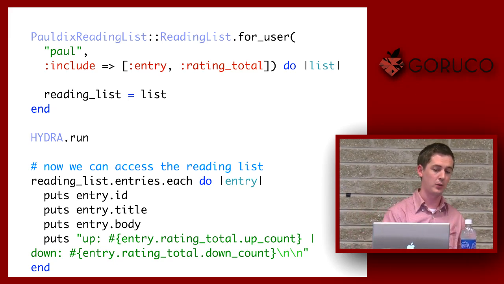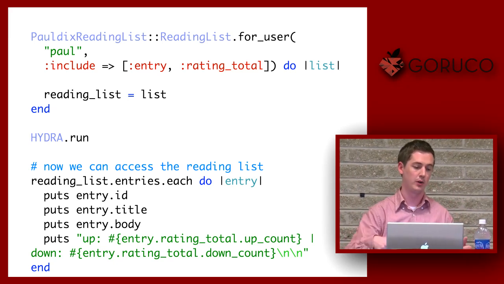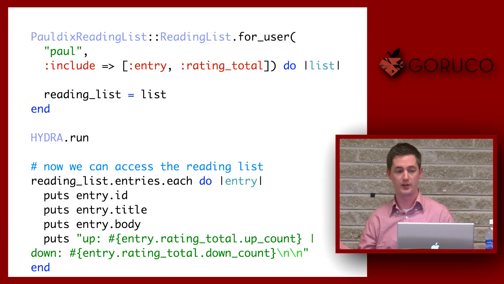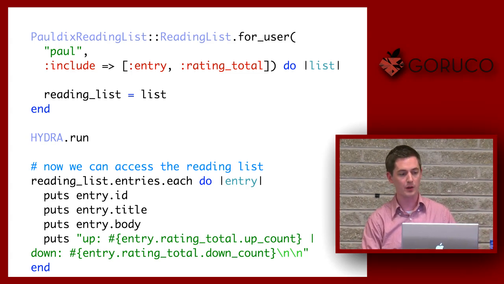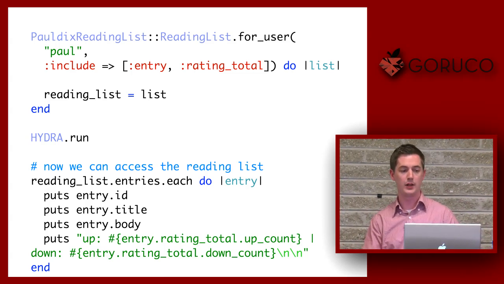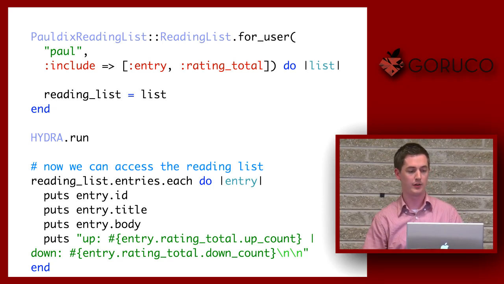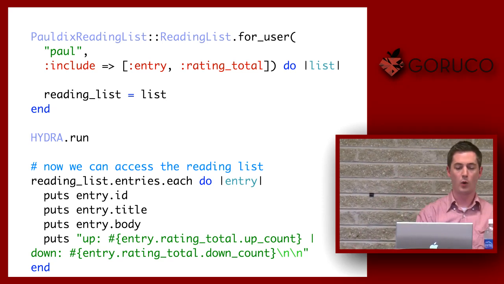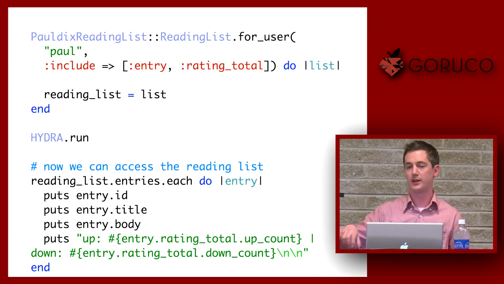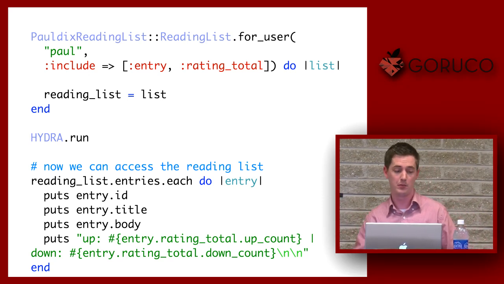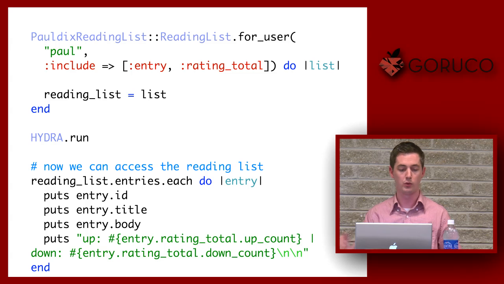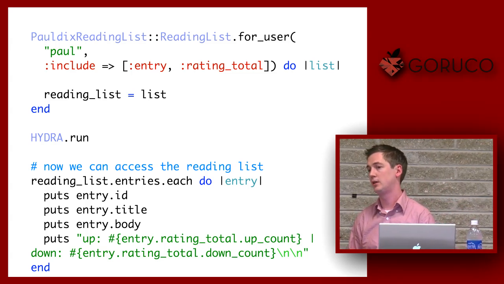So this is what that would look like with a web service ActiveModel-based system. In this case, we're saying get the reading list for the user Paul and include entries and ratings. What that does is queue up a bunch of requests, but it doesn't actually make them. Then the call to hydra.run will make the requests. Hydra is the connection manager object in Typhoeus.